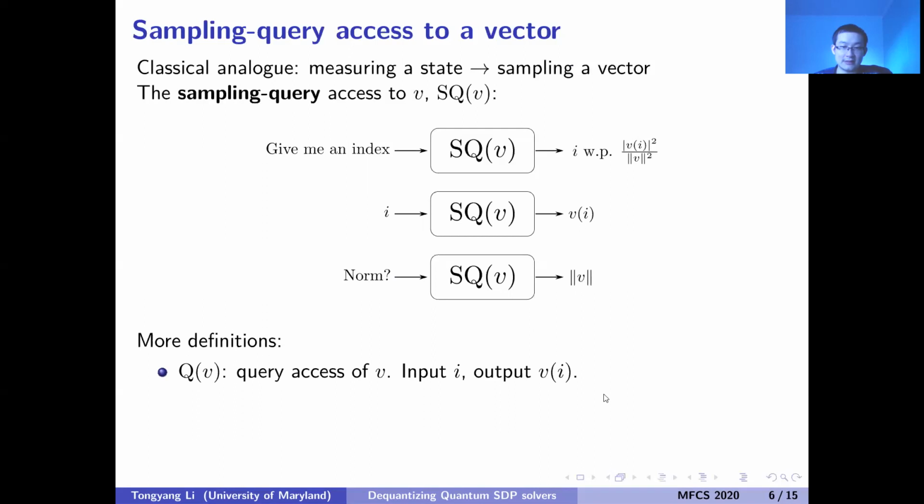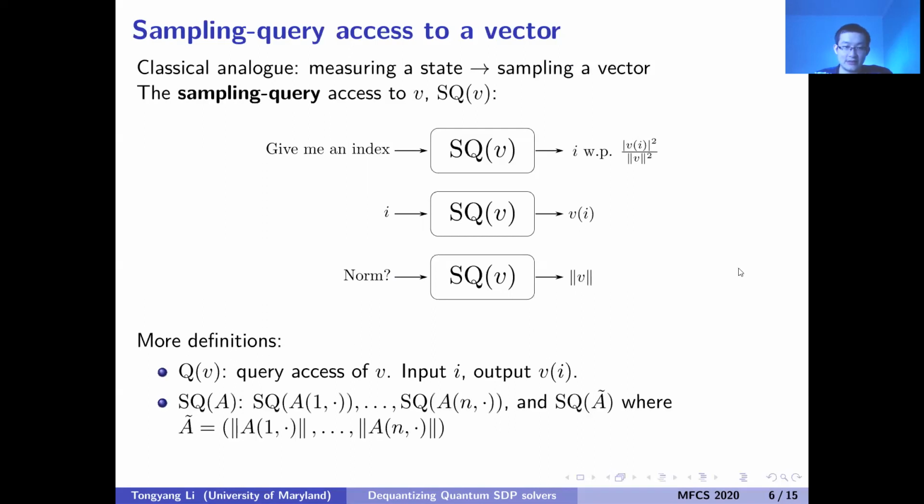And for instance, we have such notations of Q(V) here. Although this is about a vector, in general you can think about the sampling query access to even a matrix A here, defined in a similar sense. So you can just look at each row of the matrix A as the corresponding sampling query access.